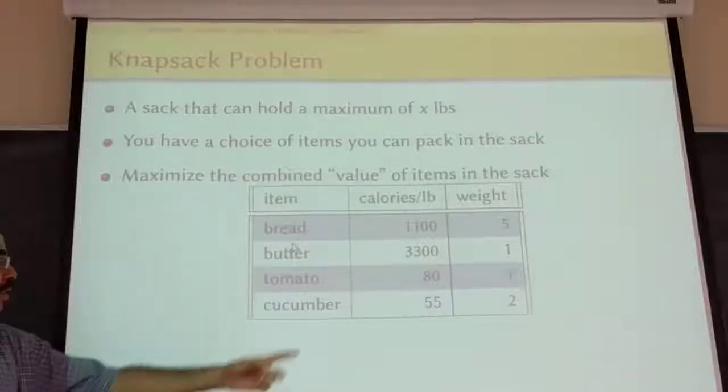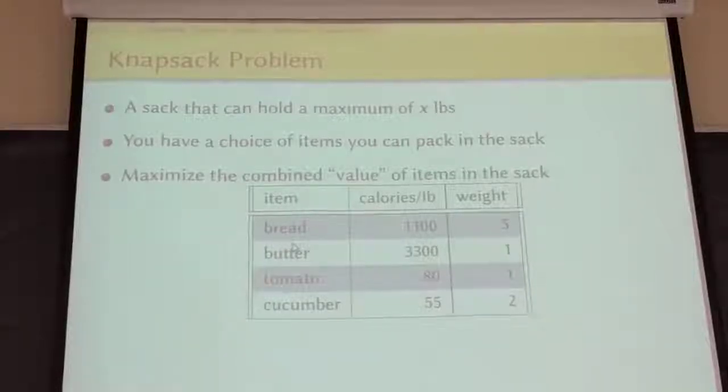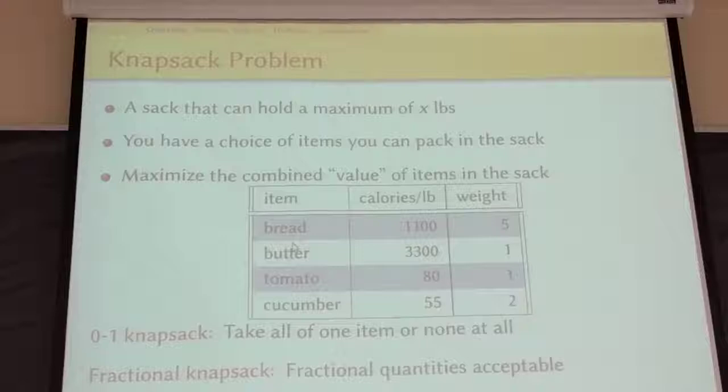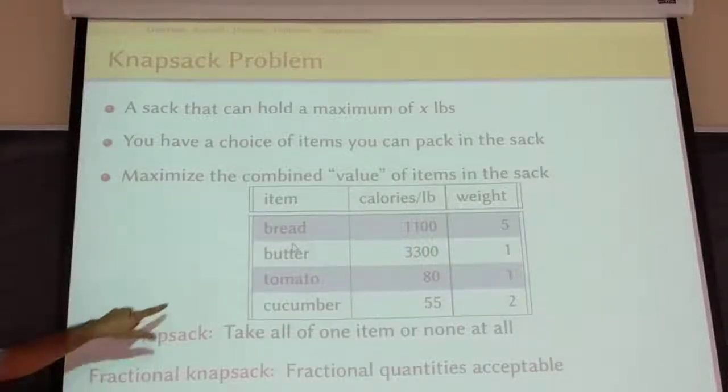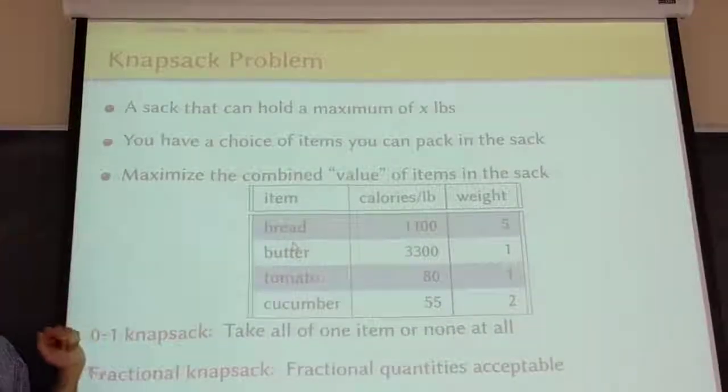Butter is 3,300 calories, and you have 1 pound of it. And tomato is, the vegetables, of course, not many calories, and you have a few pounds of it. So now, let's say somebody tells you how to optimize this, and there are 2 kinds of knapsack problems. There's a 0-1 knapsack, which means that you can either pick an item and take it in its entirety, or you can leave it out. So that's why you have a 0 or 1 choice. You can choose to take all of the bread or none of it, or you can choose to take all of the butter or none of it.